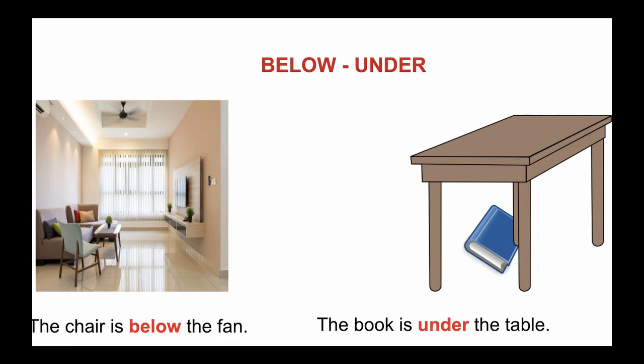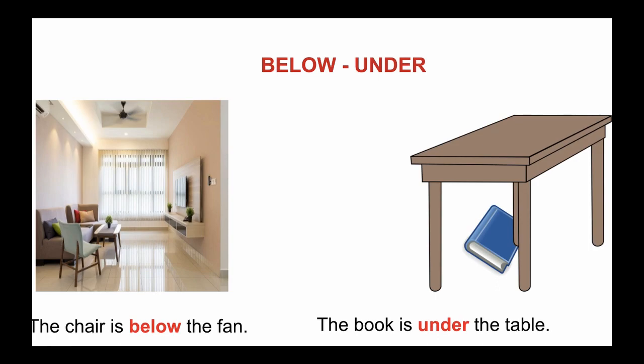The object is at a lower level than the other object, but still somewhere we use under and somewhere we use below. Why? Because in the first one you can see the chair is below the fan. The fan is in the middle of the room and on one side we have a chair. But in the whole room all the objects are below the fan. Here we are just comparing the level of their height. The chair is on a lower level and the fan is on a higher level. And the fan has not covered the chair completely, because the fan is in the middle and the chair is on one side of the room.